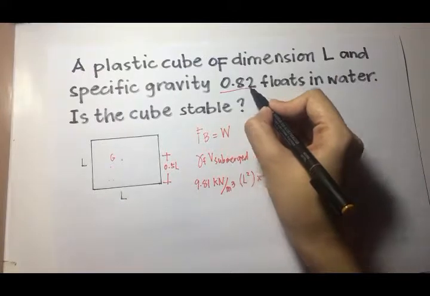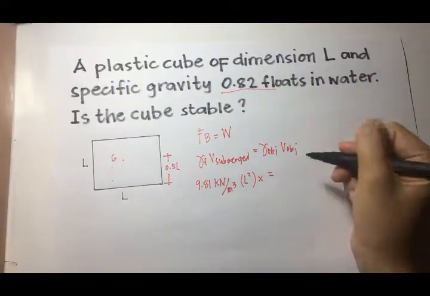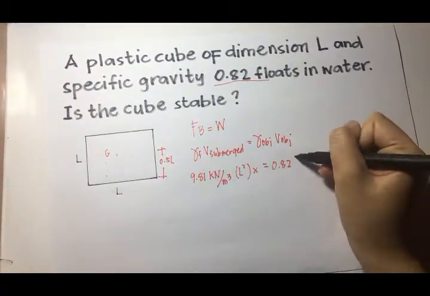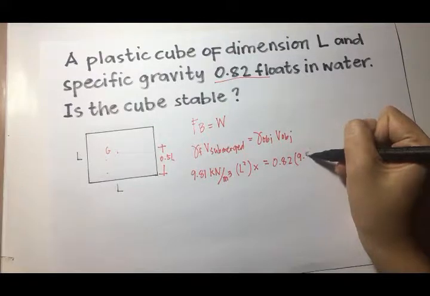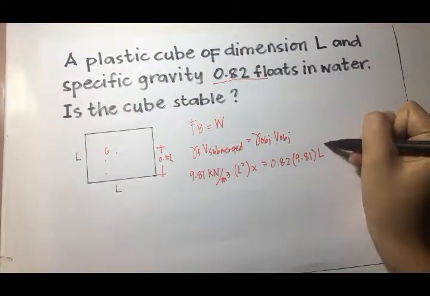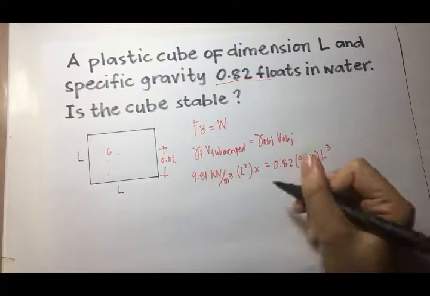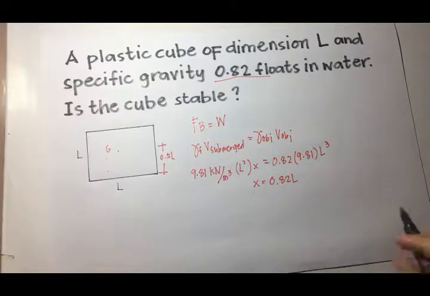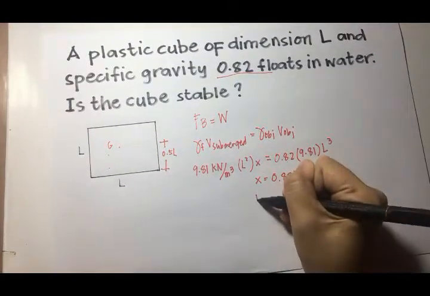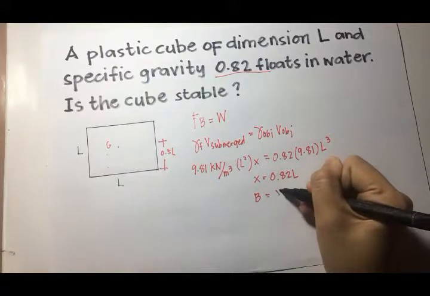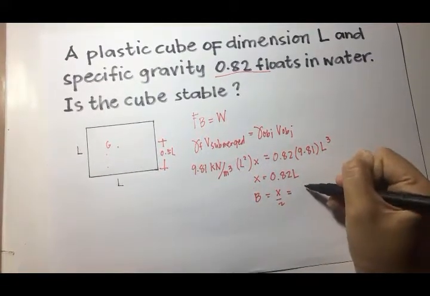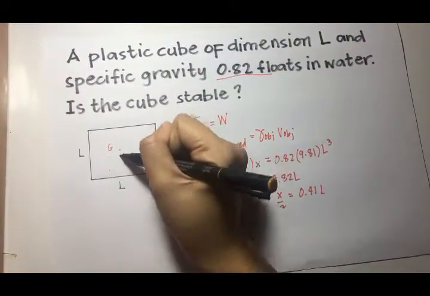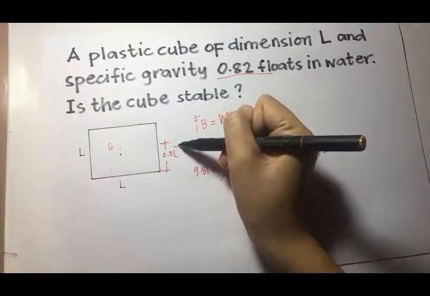Then since 0.82 is given, we'll use that to solve for the unit weight of the object: specific gravity times the unit weight of the fluid times the volume of the object, which is equal to L cubed, and that would give us a result of x equals 0.82 L. To solve for the center of buoyancy, we will divide x by 2. That would give us a result of 0.41 L. So our center of buoyancy is just a little bit below the center of gravity.